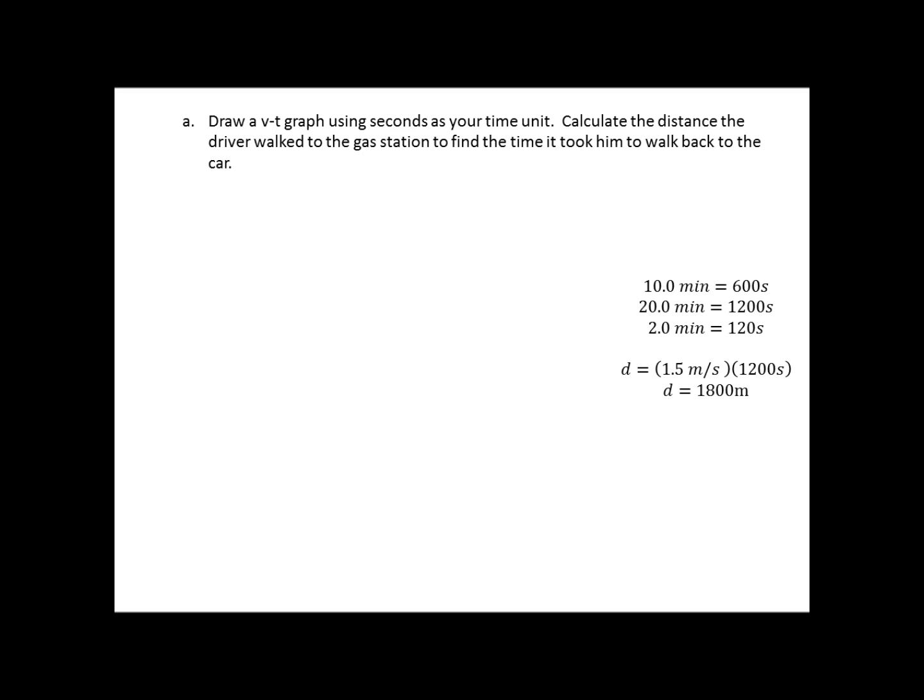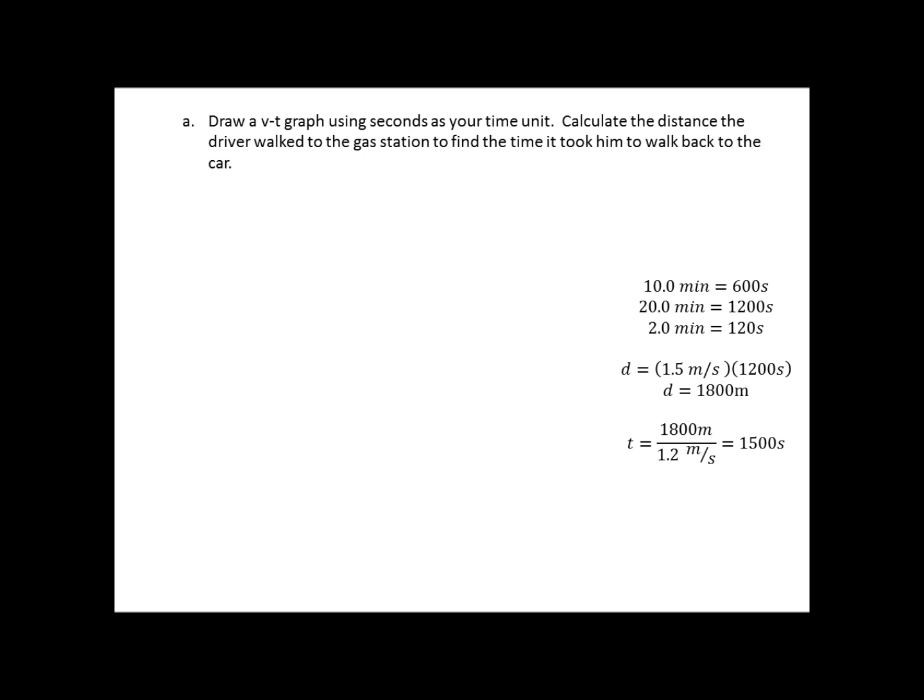Now, multiplying our distance times our time, we find out that he walks a distance of 1,800 meters, that's 1.8 kilometers, to the gas station. So he's going to walk the same distance back. So we're going to use this distance back, divide by his 1.2 meters per second. Obviously, he was a little downtrodden on the trip back and walked a little bit slower, so it took him 1,500 seconds to get back to his car.